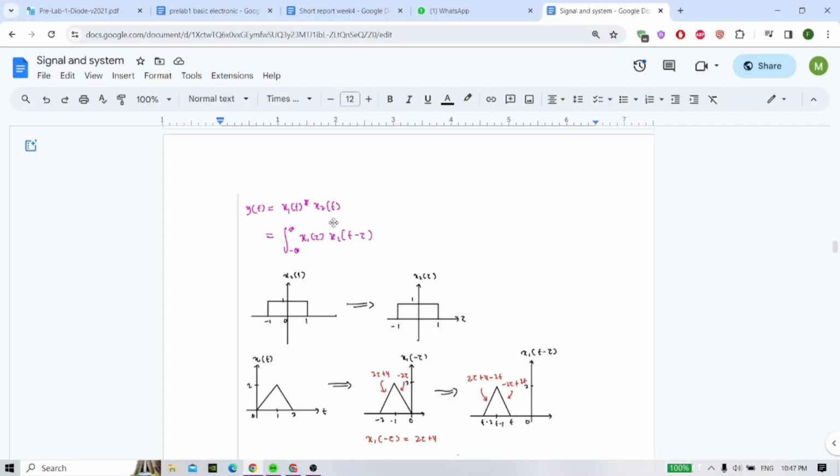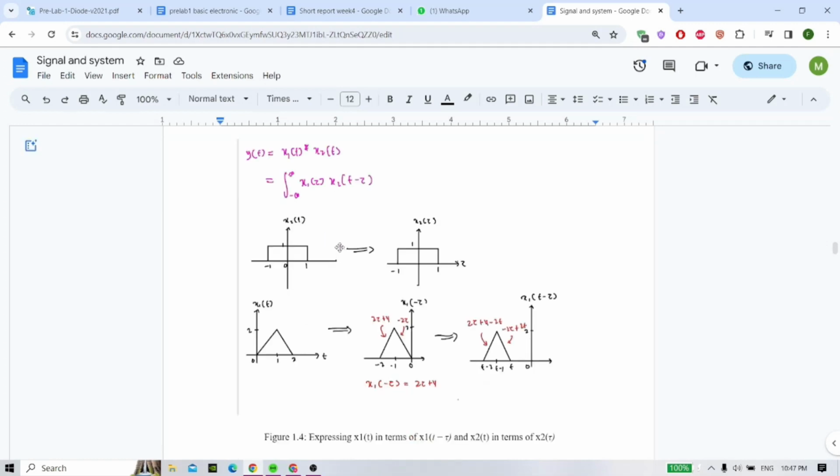For the convolution part, we need to know the general formula of the convolution, which is the integration from -infinity to infinity of x1(tau) times x2(t minus tau). So in this question, I choose x2(t) to become x2(tau) and x1(t) to become x1(t minus tau). And we just substitute the t with tau. And for x1(t), we first substitute it to negative tau, and then we substitute it again, t minus tau.